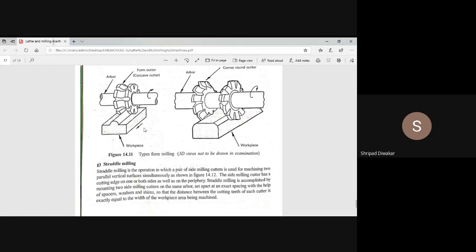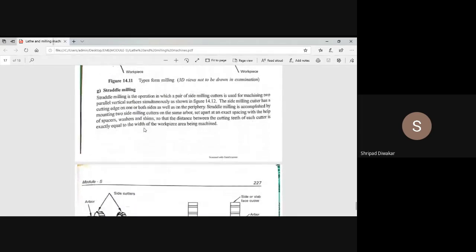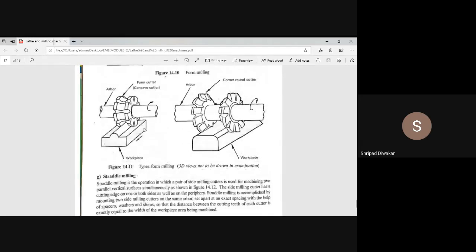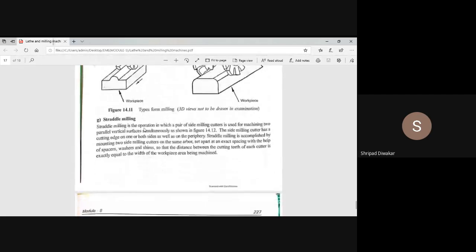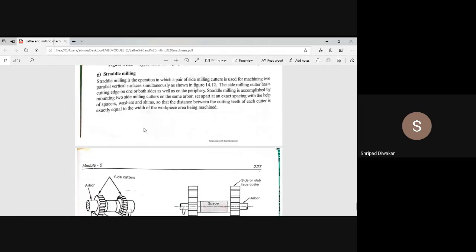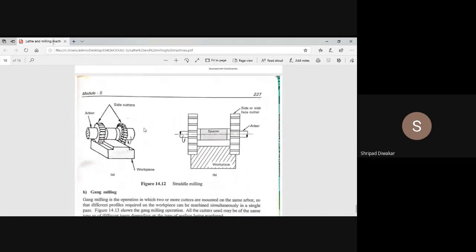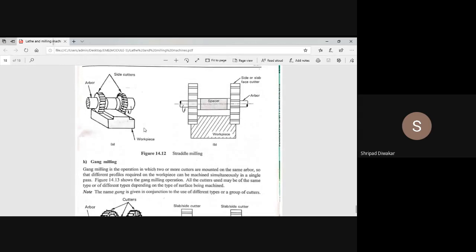Next we are having the straddle milling. Form milling means generation of the angular surface on the given workpiece. Next, straddle milling. In case of the straddle milling, a pair of multi point cutter tools are fixed. In case of end mill, only a single cutter is fixed in the arbor. But in case of the straddle milling, it means the insertion of two cutters at a time, one cutter performs at one end and the other cutter performs the machining operation at the other end.